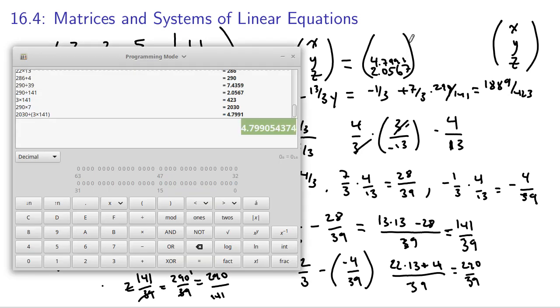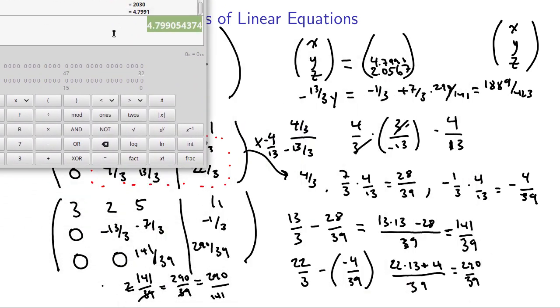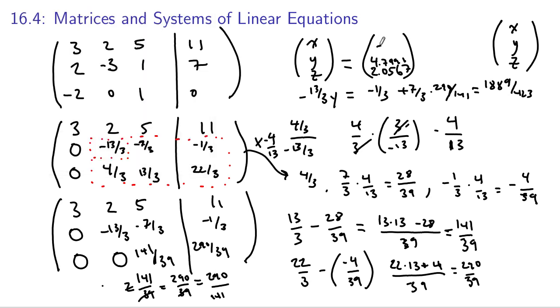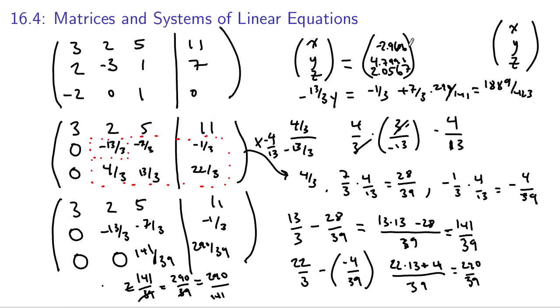Okay. And now we can do the top row: 3 times x plus 2 times y plus 5 times z is 11. So 11 minus 2 times y, 4.7991, minus 5 times 2.0567 will give us 3x, divided by 3 is negative 2.9606. Okay, so if I got all the numbers right, that would be the right answer.